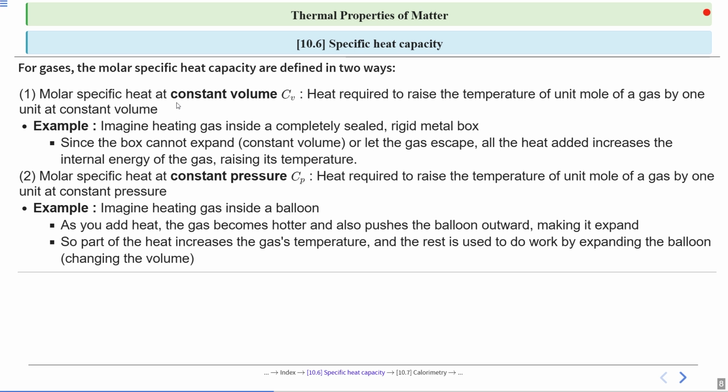All right, if we talk about the difference between molar specific heat at constant volume, here volume is constant, and molar specific heat at constant pressure, here pressure is constant. All right, so in Cv the size is fixed, volume is fixed, and in Cp pressure is fixed, or we can say constant.